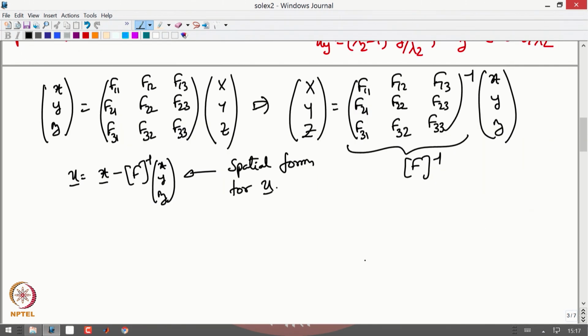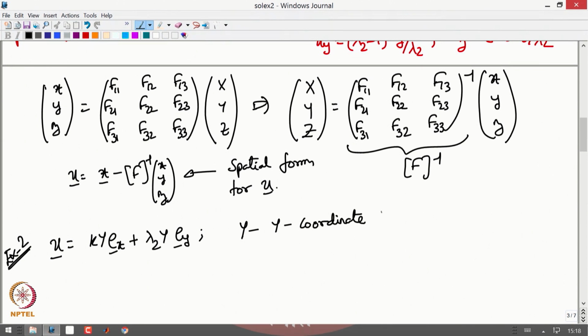Okay. In example 2, what we are going to do is specify the displacement field and find the motion field or the deformation field. Here the displacement field u is given as kappa y. Now, let us assume the displacement field is given as kappa y E x plus lambda 2 y E y, where y is the y coordinate in the reference configuration.